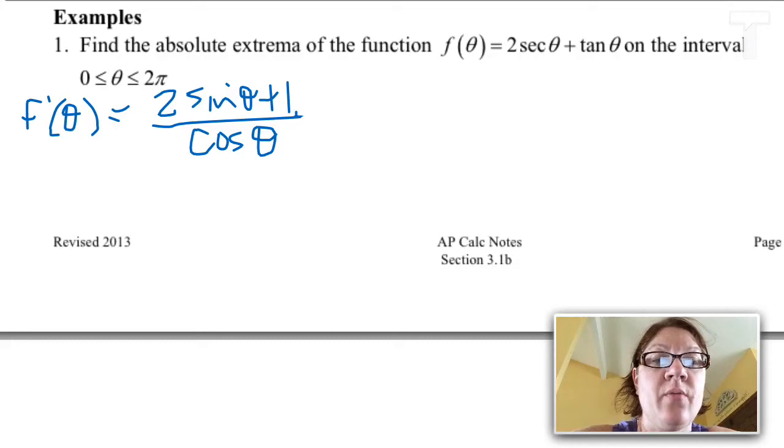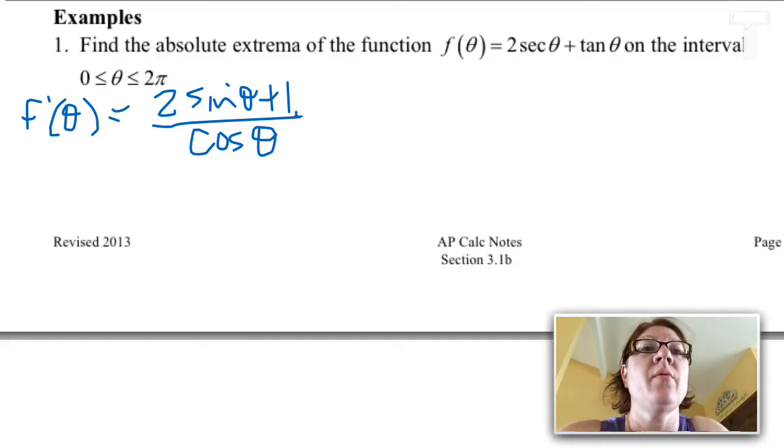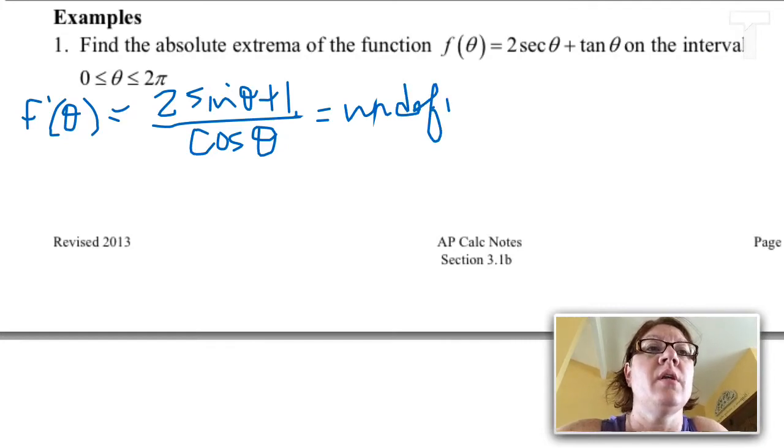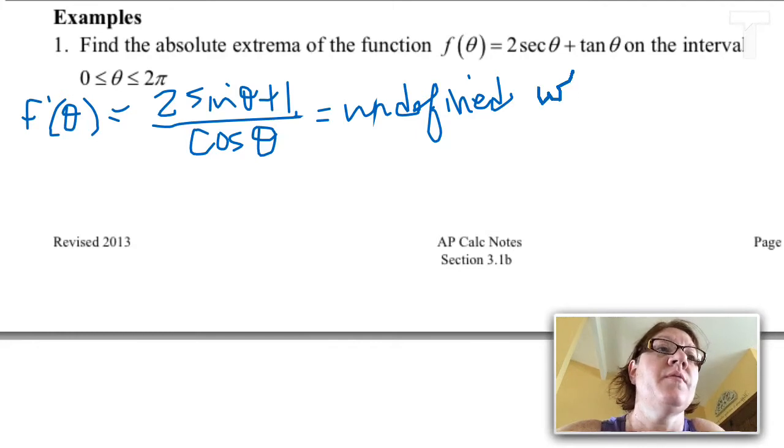So we did the first part. We set the derivative equal to 0. Now we have to let it be undefined. So, yay, I have a fraction, which means it could be undefined if the bottom, of course, is 0. So I have to think about when is cosine equal to 0.